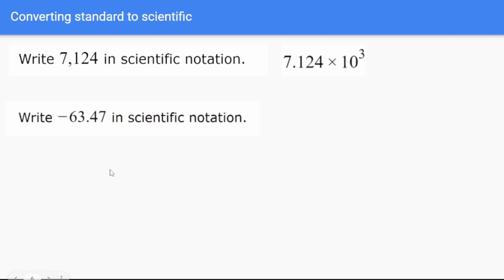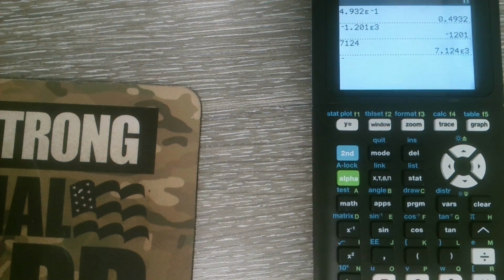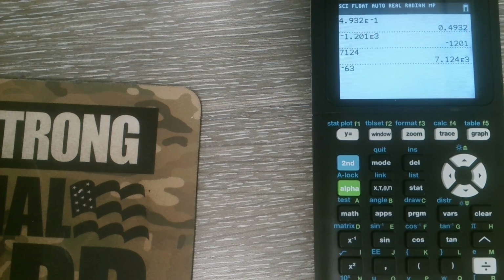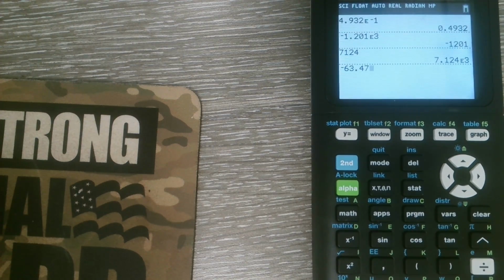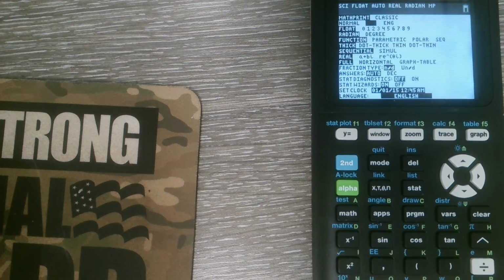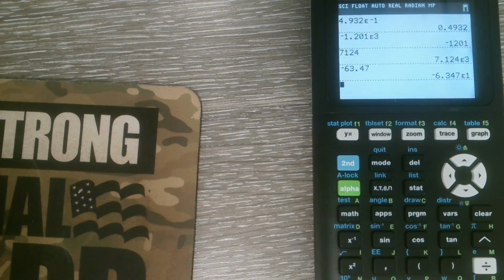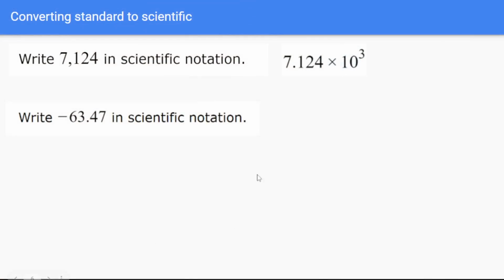Let's do one more. Negative 63.47 in scientific notation. Negative 63.47. Press mode. Double check, yes, we're in scientific. So let's get out of that. And now you just have to hit enter. And there it is, scientific notation. Negative 6.347 times 10 to the power of 1. That's it. That's all there is to converting between scientific and standard notation.